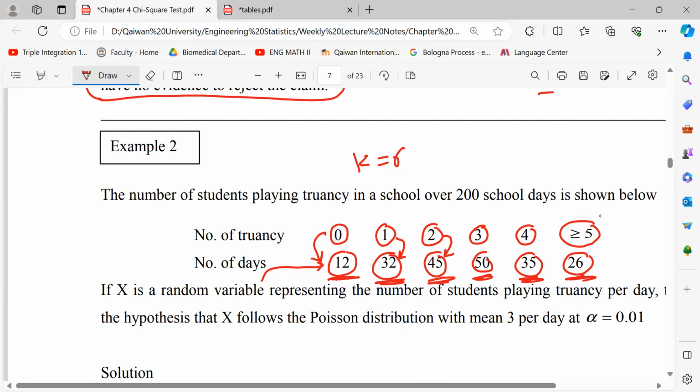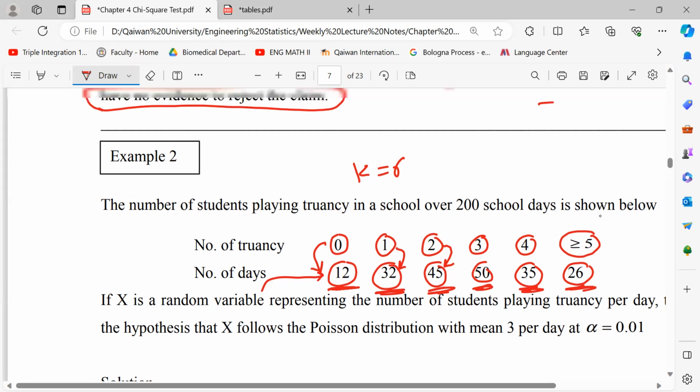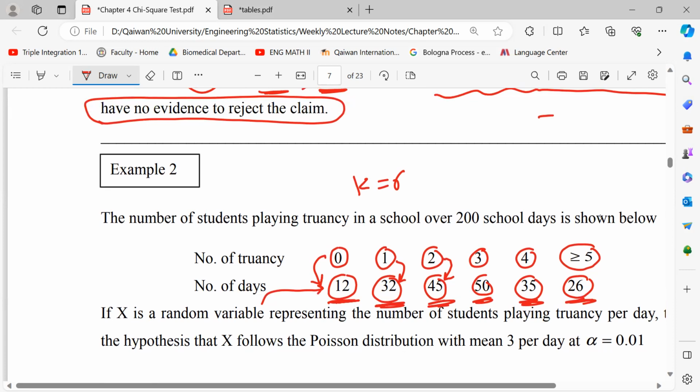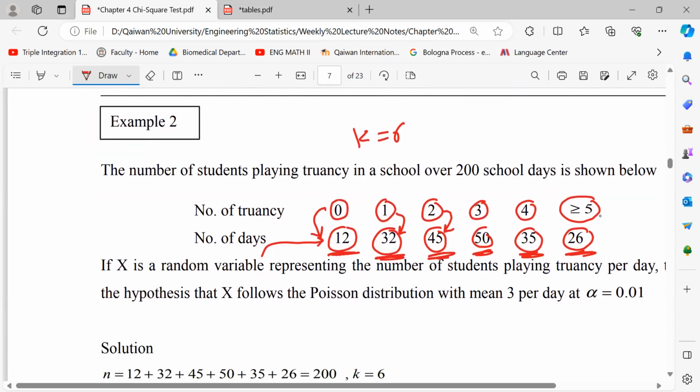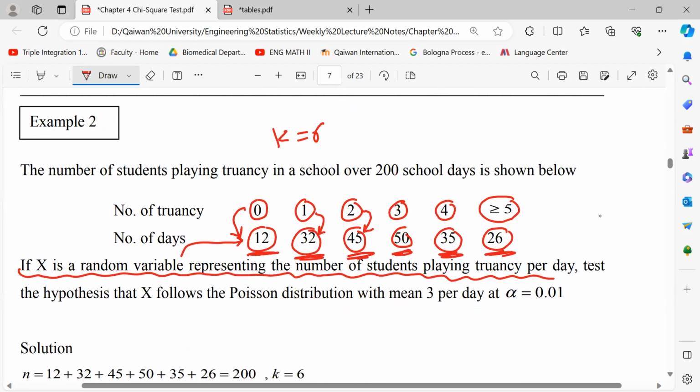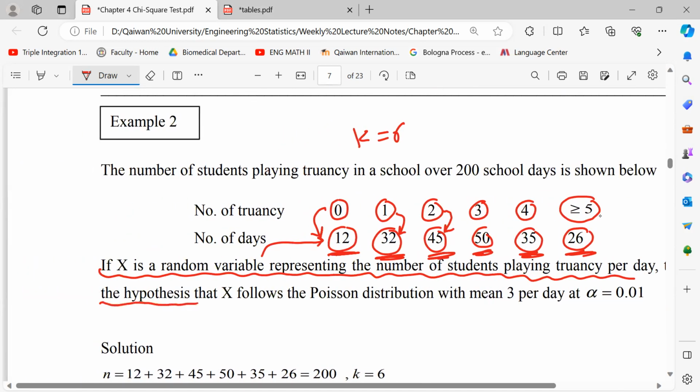Then we need to find the expected frequencies. First, we need to find all the expected frequencies, then we make the table. What are the expected frequencies? Let's read all the question first. If X is a random variable representing the number of students playing truancy per day, test the hypothesis, which is mentioned here.